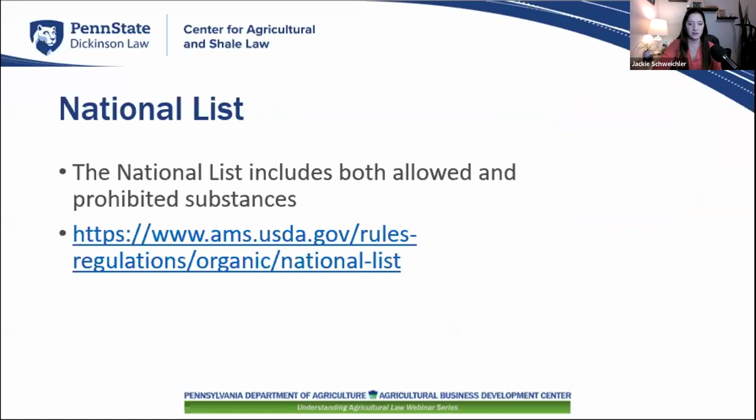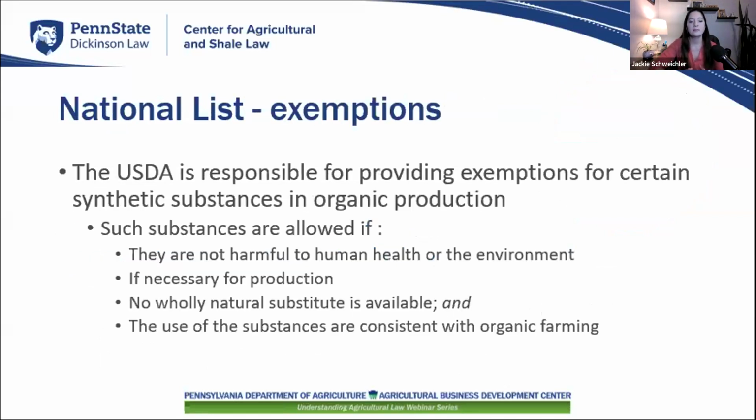So this is a link to the national list where it shows allowed substances and prohibited substances for organics. And this is also on the Ag Marketing Service website. When it comes to synthetic substances, USDA is responsible for providing some exemptions. Some synthetics are allowed if they're not harmful to human health or the environment, if it's really necessary for production, there's no natural substitute available, and the use of the substance is consistent with organic farming. There's an "and" in that section, not an "or," so it has to meet all of these factors in order for USDA to allow the substance to be used as an exemption.